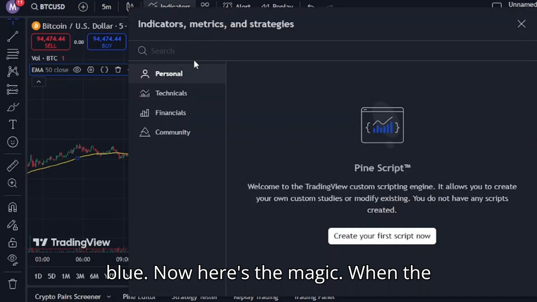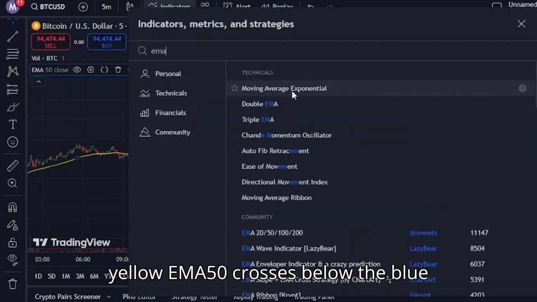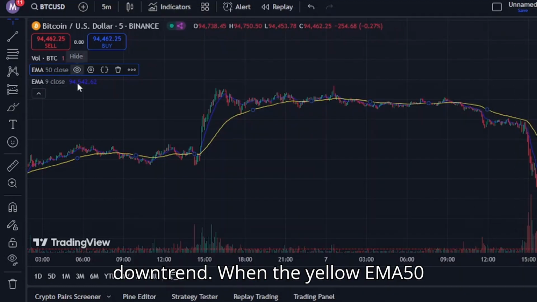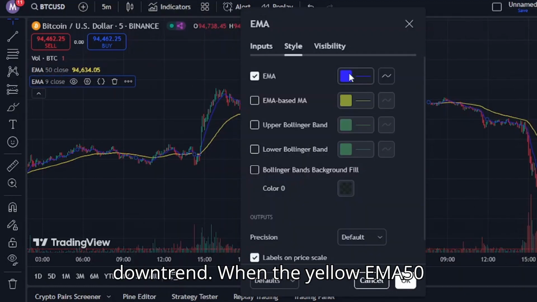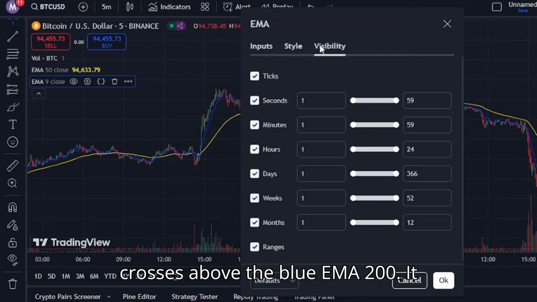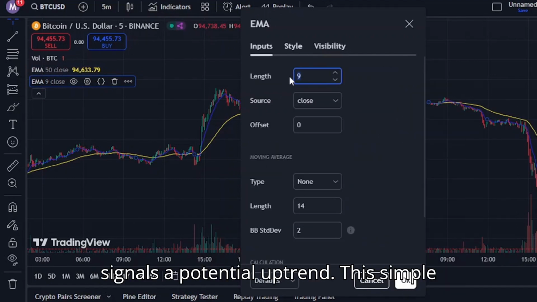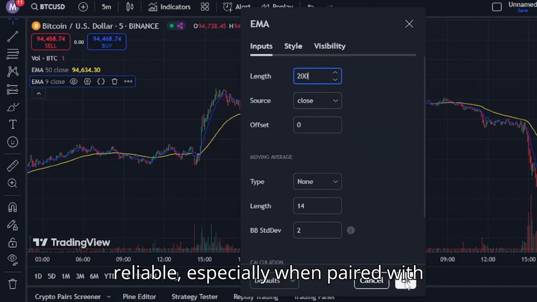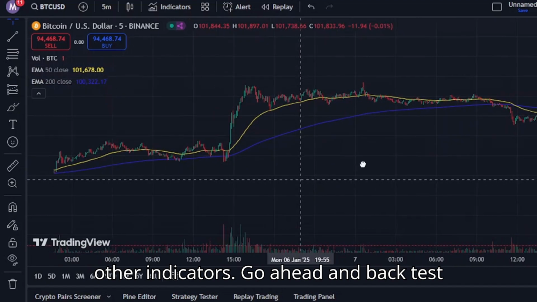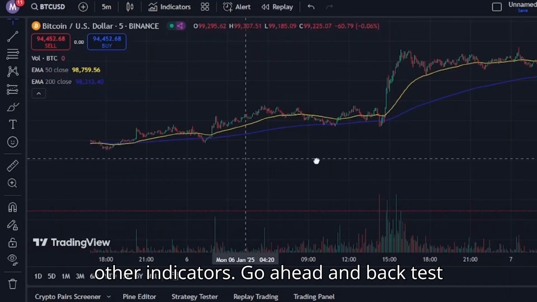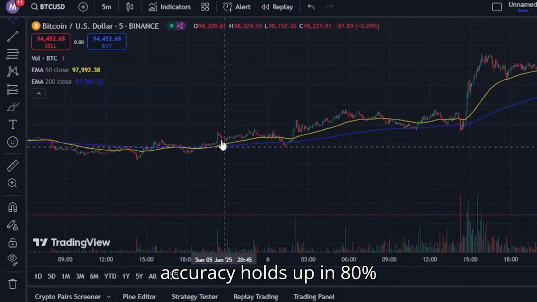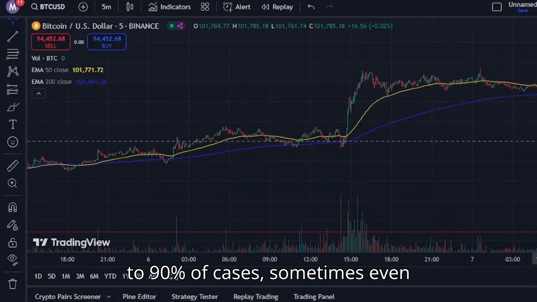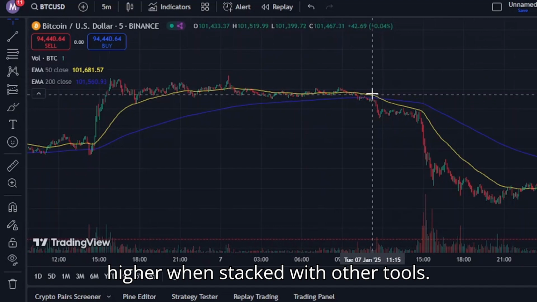Now here's the magic. When the yellow EMA 50 crosses below the blue EMA 200, it signals a potential downtrend. When the yellow EMA 50 crosses above the blue EMA 200, it signals a potential uptrend. This simple crossover strategy is incredibly reliable, especially when paired with other indicators. Go ahead and backtest it on your charts. You'll see its accuracy holds up in 80% to 90% of cases, sometimes even higher when stacked with other tools.